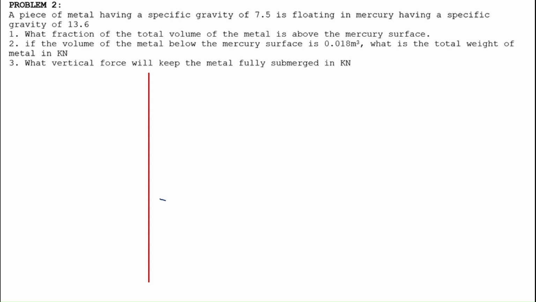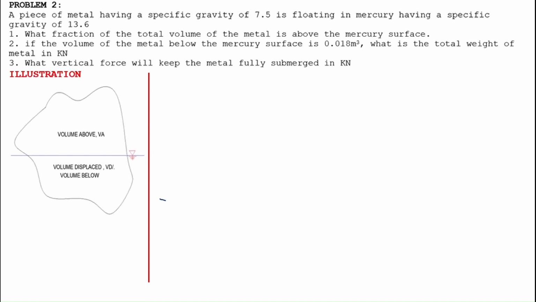For our illustration, a simple drawing showing the floating metal will do. It is important to take note of the volume of metal above the mercury surface and the volume displaced by the metal below the mercury surface. For the first part of this problem, we were asked to determine the fraction of the total volume of the metal that is above the mercury surface.